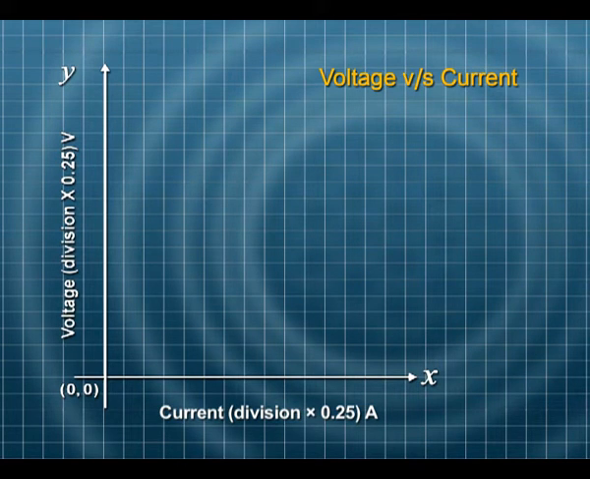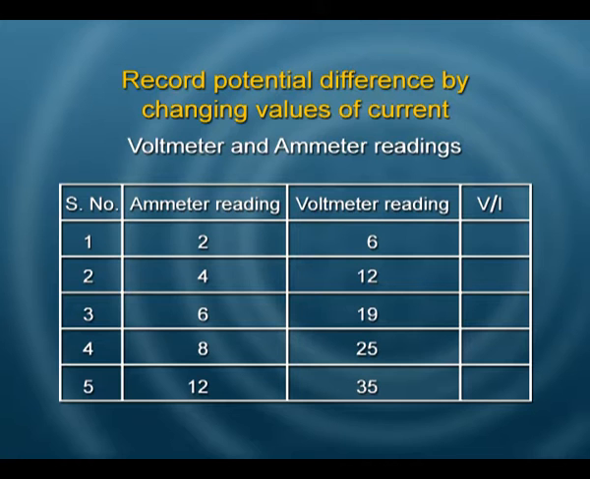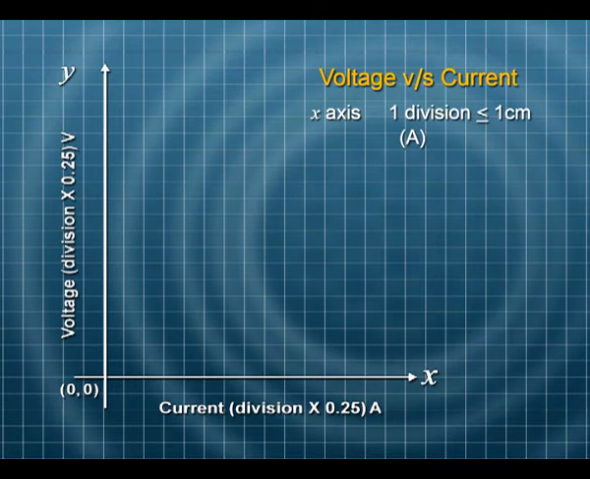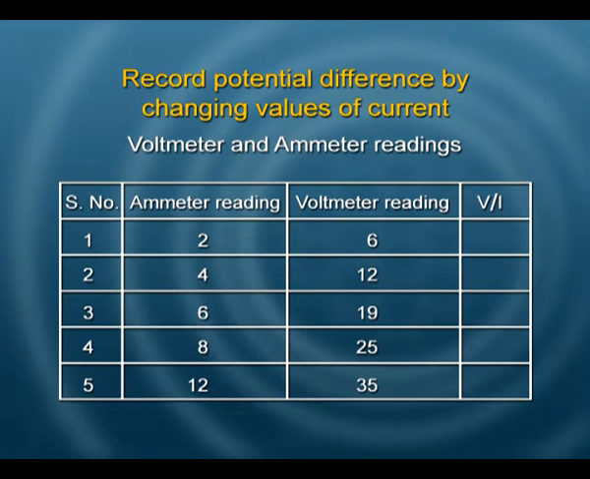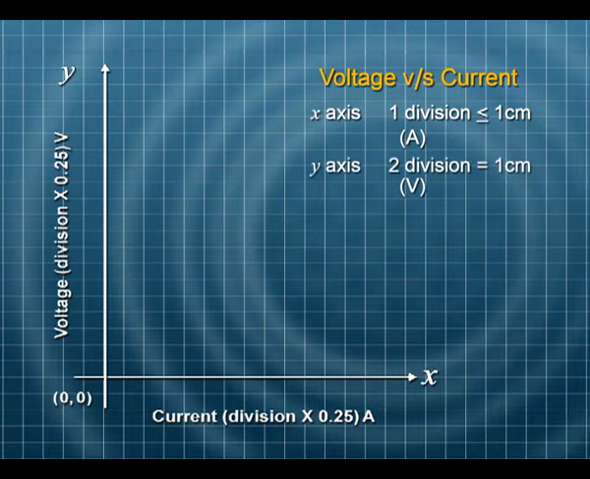Now, we need to choose a scale for the two axes. For the x axis, we can safely take from the readings 2 to 12, one division equal to 1 centimeter, and on the y axis, we have to plot 6 to 35. Therefore, two divisions is equal to 1 centimeter. Let's mark on the x axis 2, 4, 6, 8, 10, 12, 14, and we need not mark any more because we do not have readings for that. Now, on the y axis, we have two divisions equal to 1 centimeter. Therefore, for 3 centimeters we put 6, for the next 3 centimeters 12, for the next 3 18, for the next 3 24, and further.